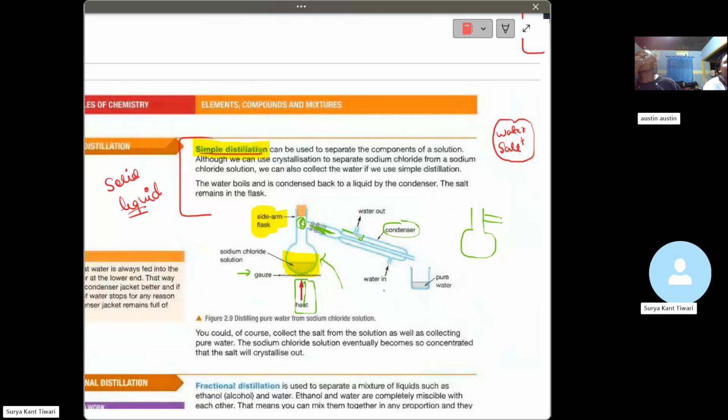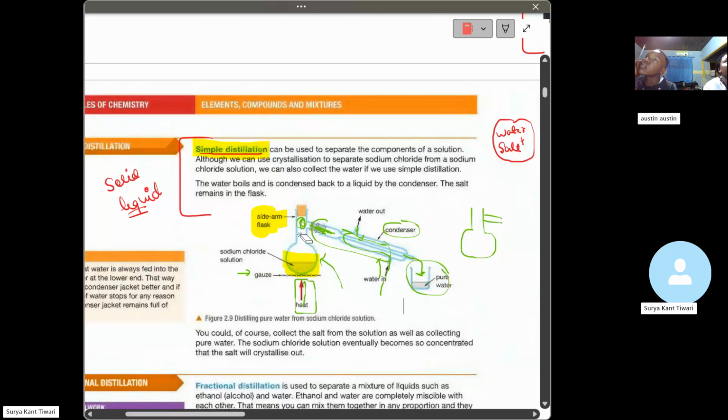In this condenser, you put some cold water like this. You put cold water, it flows like this. Due to that cold water, the steam in this tube becomes liquid and comes here in the form of pure water. Okay. Yes, sir. There are two things happening in this process.